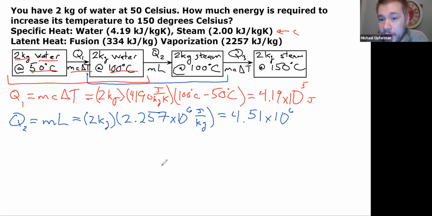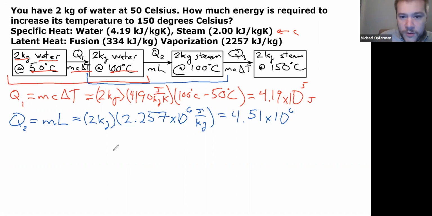By the way, just as a side note, you'll notice that the heat of transformation here is 10 times larger than the heat from the temperature change. Heats of transformation tend to be big. It takes a lot of energy to change phase, especially from liquid to vapor.